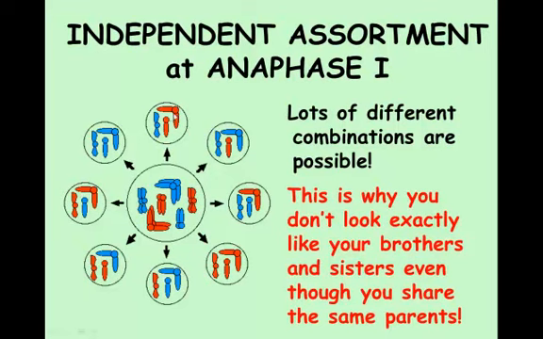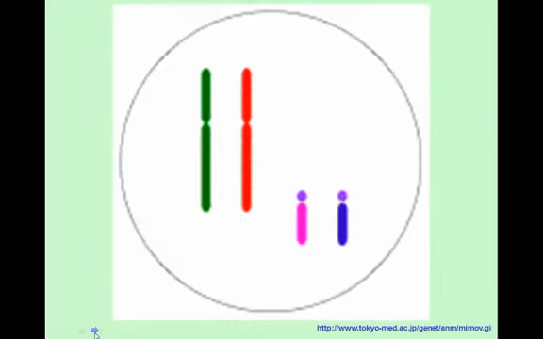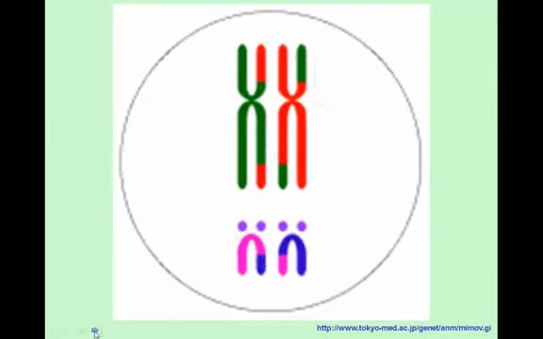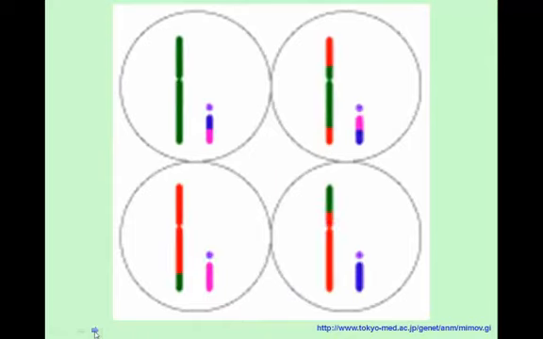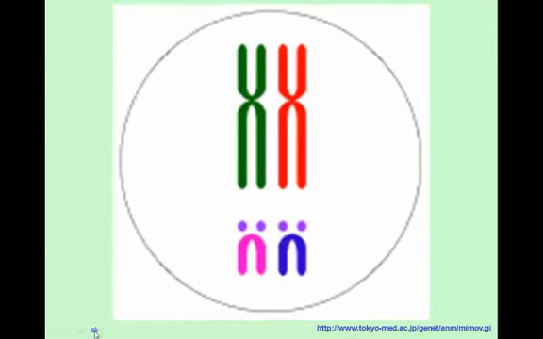The big number 1 chromosome could go with medium from mom, big from dad, small from dad, or the big mom chromosome could go with medium and small from dad. And so we get lots of different combinations. It's the reason why, even though you have the same parents, you don't look exactly like your brothers and sisters. Everybody came up with a different combination of those mom and dad chromosomes when they were making sperms and eggs. So think about the possibilities of how many you could get if you had 46 chromosomes. The number is staggering, and that's the reason why everybody looks different on the planet.